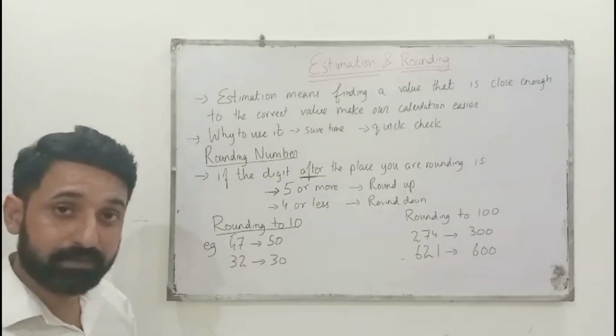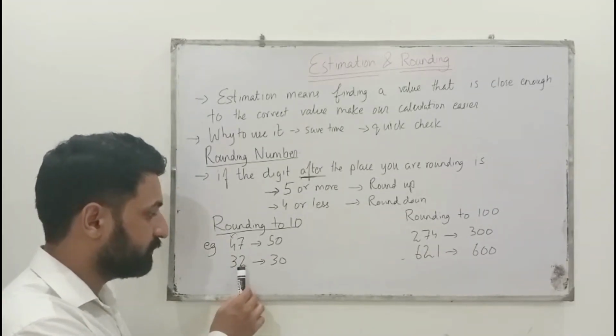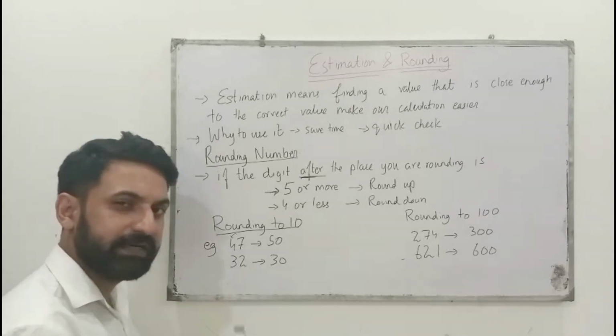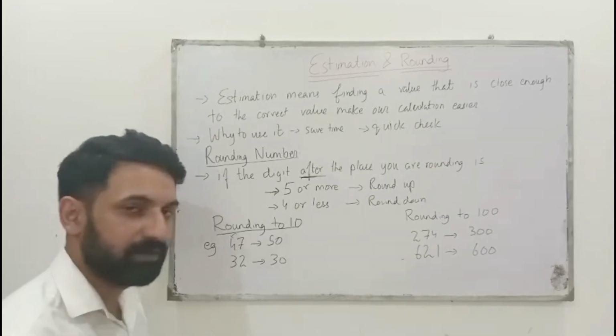In the second example, that is 32. This is the tens term, and this is the next term after that. Is 2 greater than 5 or less than 5? It's less than 5, so it will become 30.